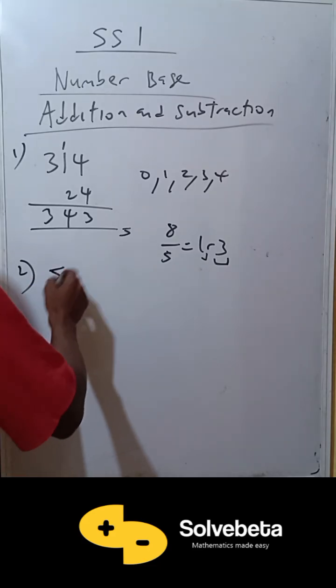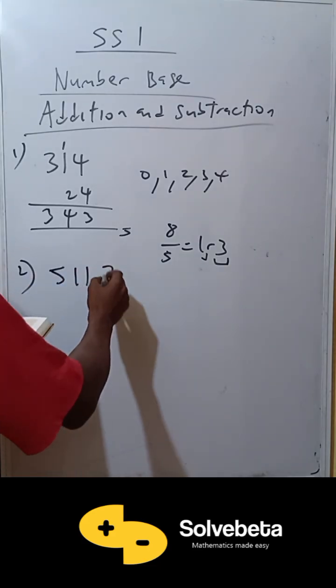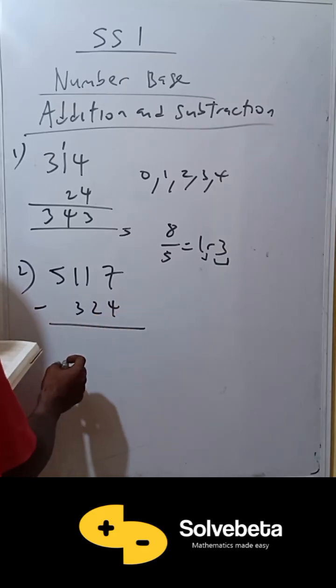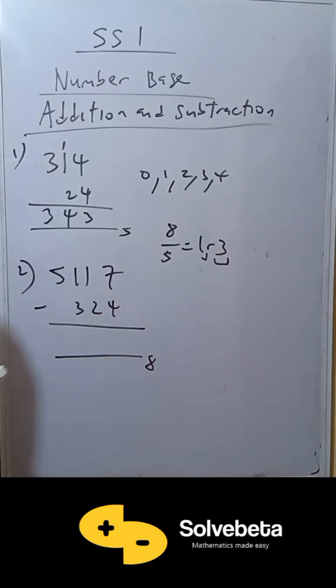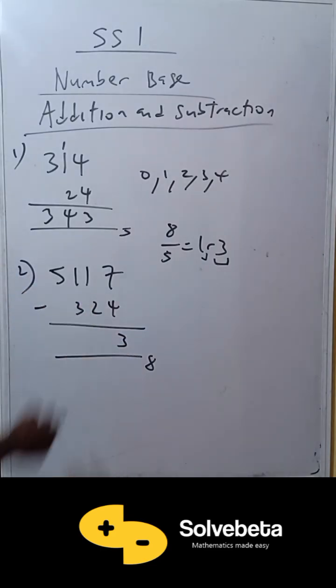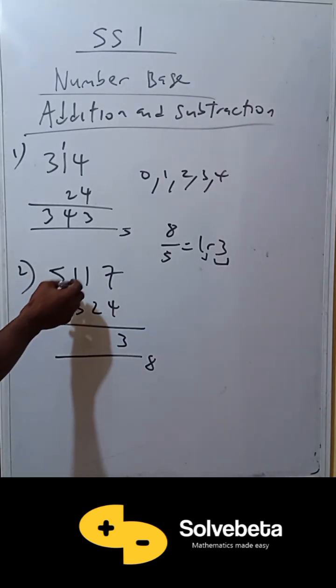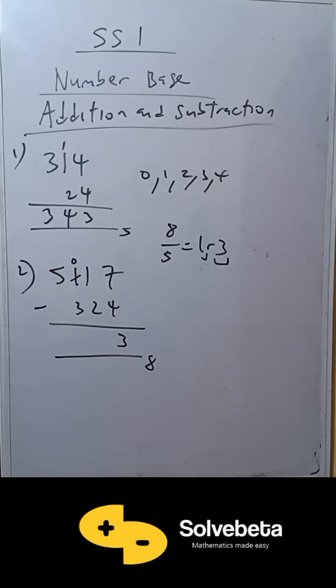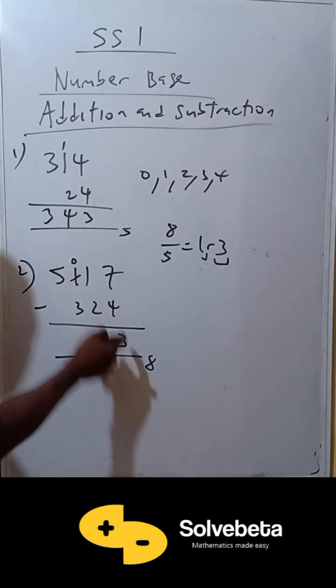Let's take subtraction. 5117 minus 324 in base 8. 7 minus 4 is 3. Now, 1 minus 2, no? We have to borrow from this one. This one becomes 0, we borrow it. Once we borrow, we are borrowing 1. When that 1 gets here, it becomes the base.